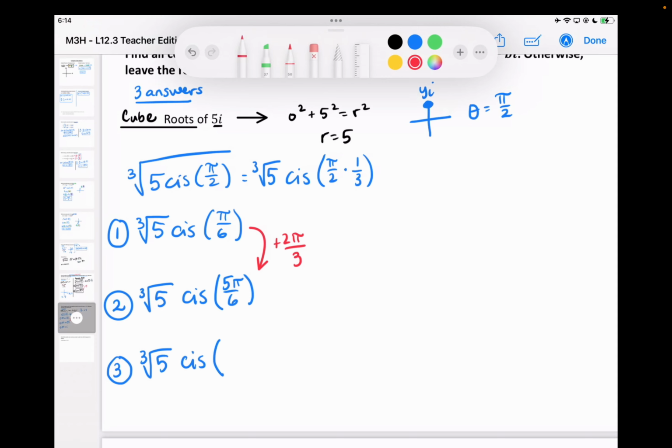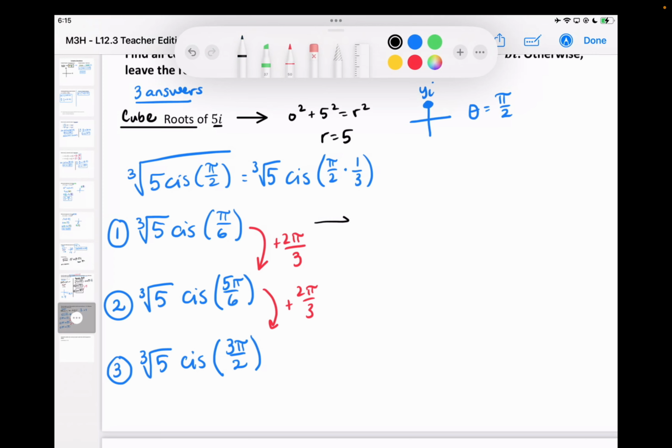The last one, I'm going to go ahead and do the same thing where I add 2 pi thirds one more time to get my third solution. And that will give me 3 pi over 2, which is unfortunately also a typical unit circle value or angle. So here is the part where we convert. I'll switch to this color.